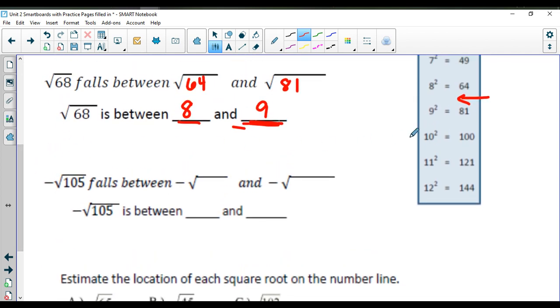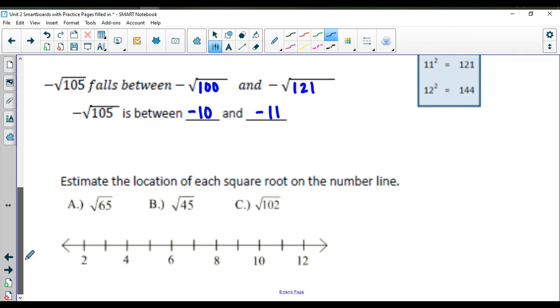We can also have negative square roots. So we have 105, and 105 would actually fall here between 100 and 121. So between the negative square root of 100 and negative square root of 121. That means that this is between -10 and -11.